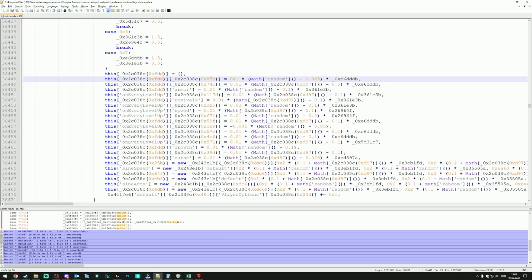Now let's go back to the code. How do you actually do anything here, right? Because this is really weird and you have to figure out what they mean. Well, yeah, let's do that. So one thing that we can see here is on every level up. That means that this character gains these stats on every single level up.